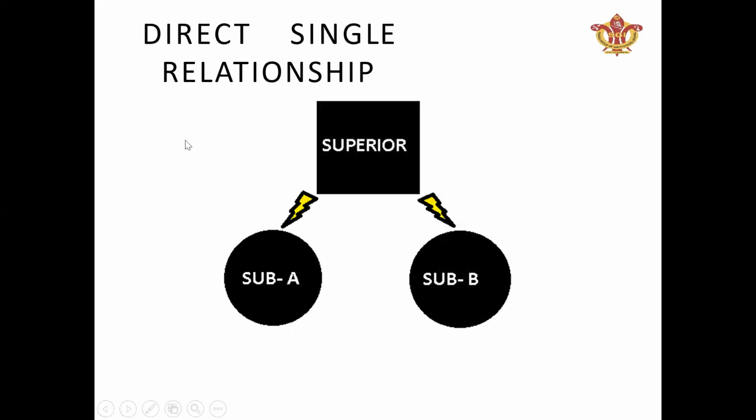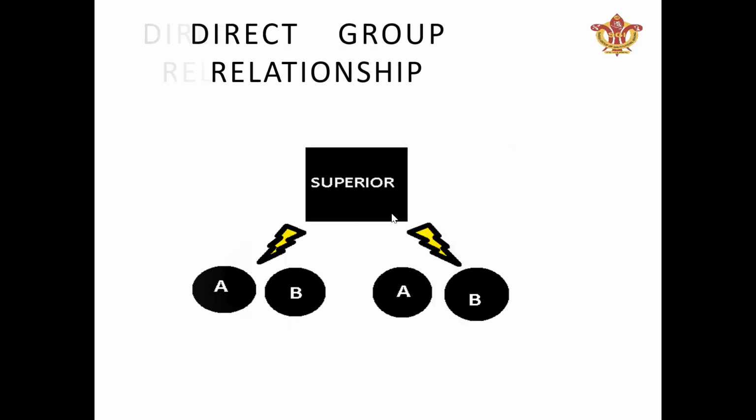With the help of this diagram, we can see this is direct single relationship. In this, one superior is there, and subordinate A and subordinate B. This is a direct relationship between subordinate A and the superior, and subordinate B and the superior. Now see the diagram of direct group relationship. In this, the superior is the same single superior, but he is dealing with groups of subordinates, like A and B at a single time. And again, in the next diagram, he is dealing with A and B.